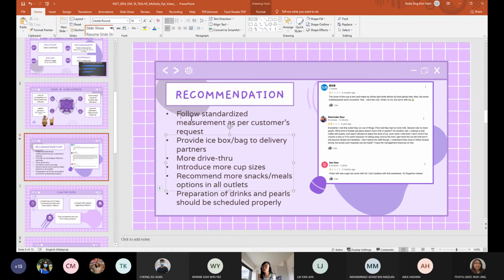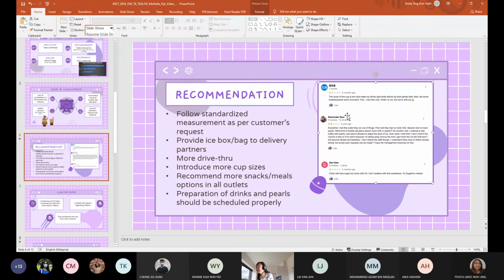Okay, let's go through the recommendation, because you say you should do the customer request, less sugar or more ice, or you want to have a customized or standardized. Okay, and you say you want to have an ice box for delivery. Yes, your initiative, more drive-through. Okay, introduce more cup sizes, more snacks and drinks, and the pearl. So you are right. You're explaining very well. Of course, the presenter is also very professional.